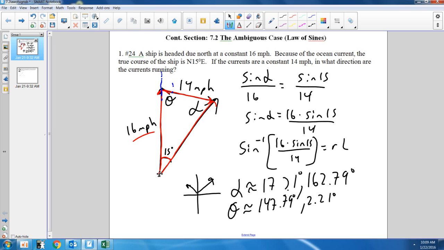So now I want to go ahead and write my answer. Well, if my theta is 2.21, that's the easy case because it's off the south end. So that answer is going to be south 2.21 degrees east. But if it's obtuse, it's going to be coming all the way up here, which means now it's going to come off of the north end. And so I've got to subtract that number from 180. So it's 180 minus 147.79, and then you get 32.21. So that's going to be north 32.21 degrees east, off the north end.